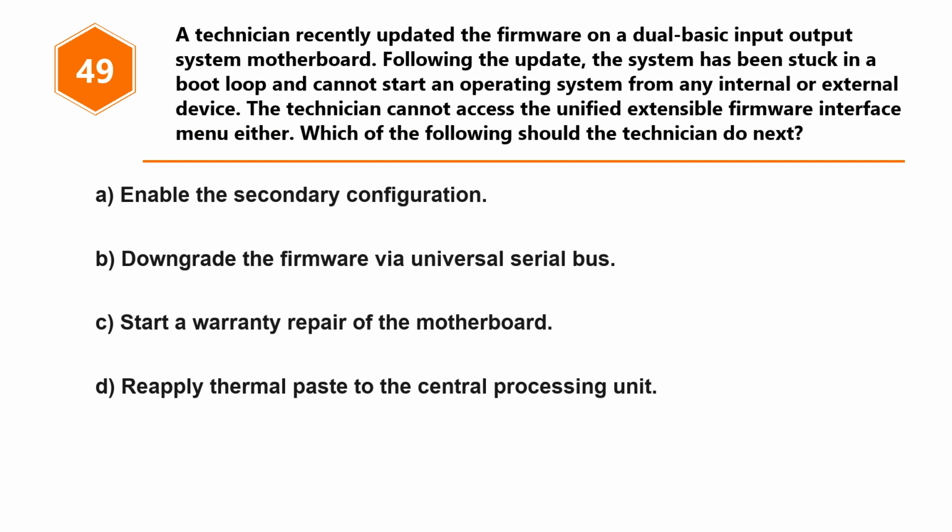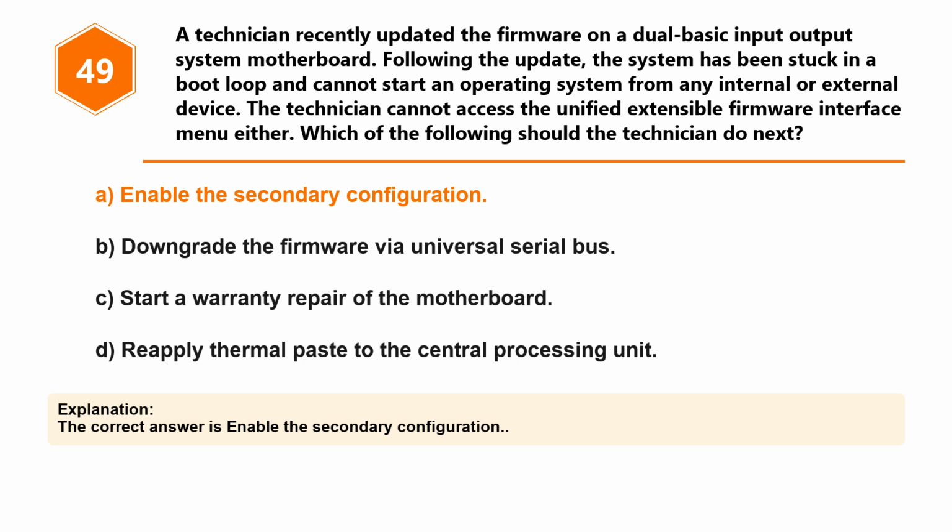Question 49. A technician recently updated the firmware on a dual basic input-output system motherboard. Following the update, the system has been stuck in a boot loop and cannot start an operating system from any internal or external device. The technician cannot access the unified extensible firmware interface menu either. Which of the following should the technician do next? Option A, enable the secondary configuration. Option B, downgrade the firmware via universal serial bus. Option C, start a warranty repair of the motherboard. Option D, reapply thermal paste to the central processing unit. The correct answer is option A, enable the secondary configuration.